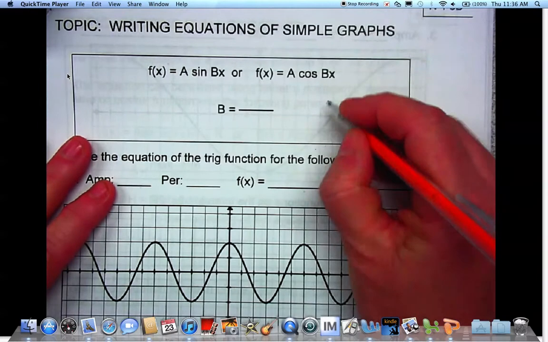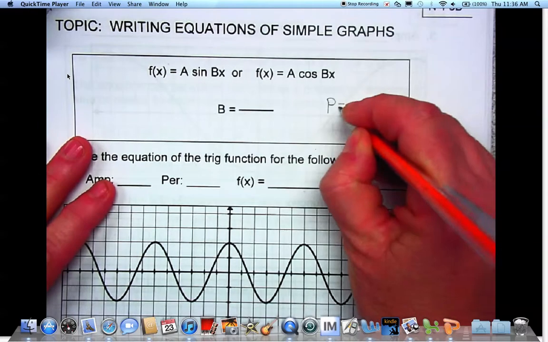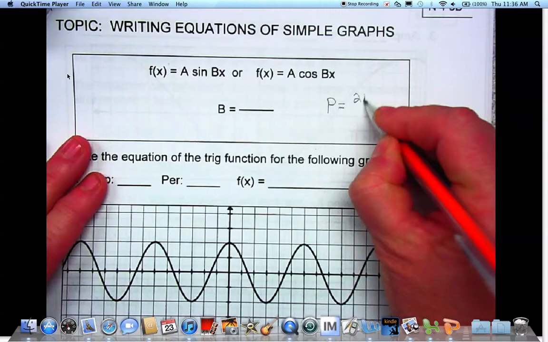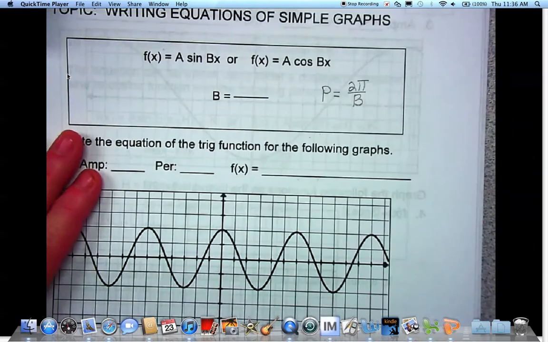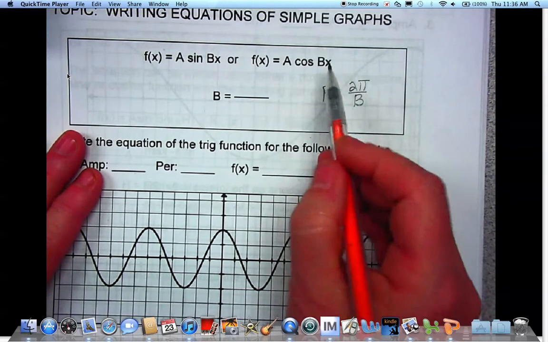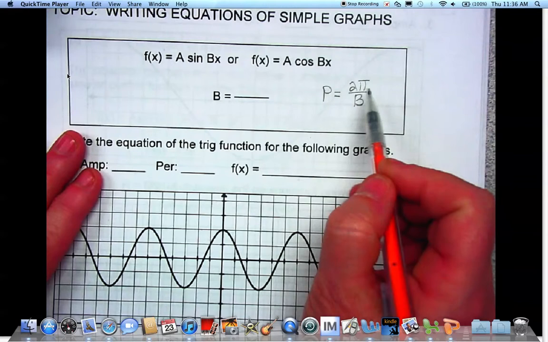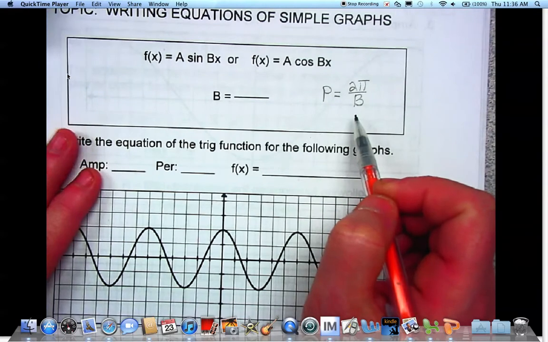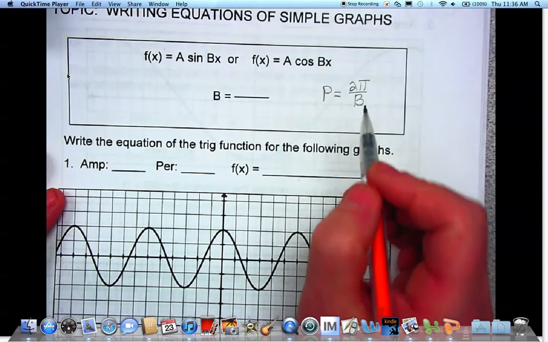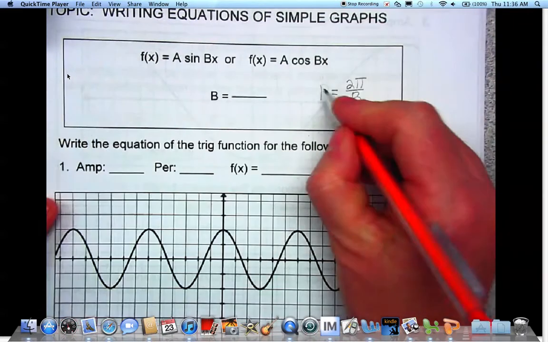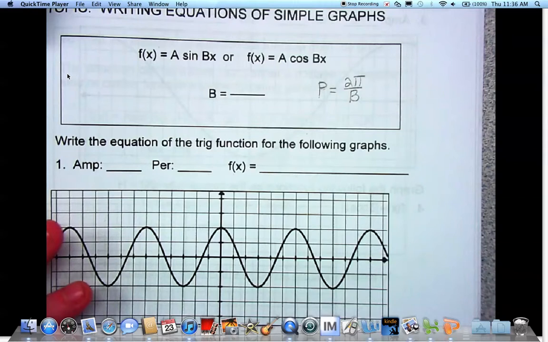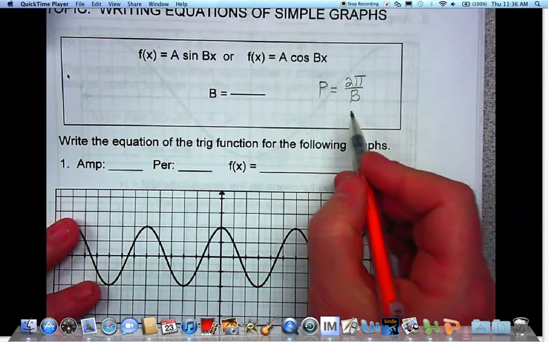We know that, what's the period equal to? Do you remember? 2 pi divided by what? B. Remember, we take whatever the number is that's multiplied by x, put it under here and divide 2 pi by that number. Okay? So, we need to find b instead of p. So we need to get this equation where b equals something. How do we do that? 2 pi divided by p.